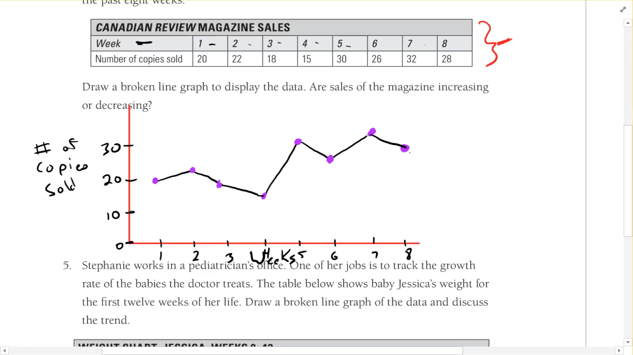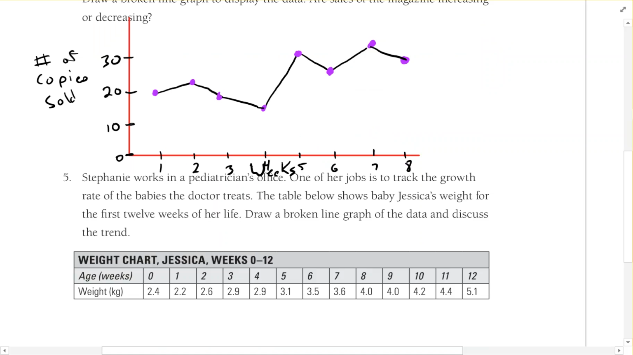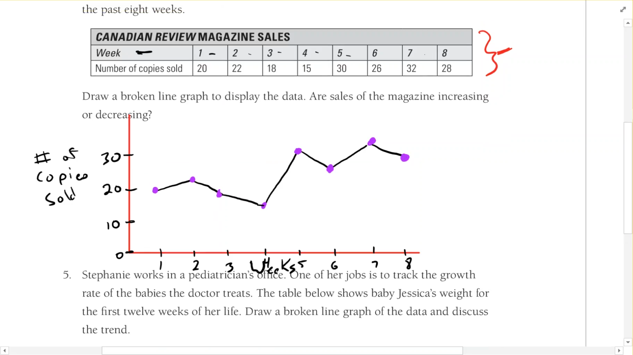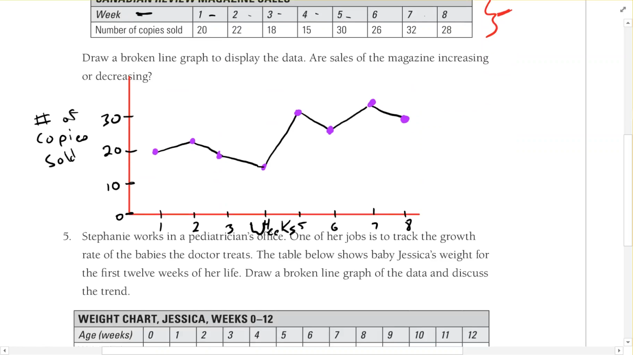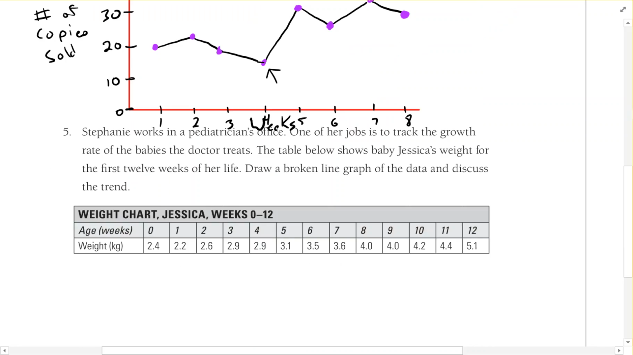Okay, so now from that, we can kind of see the trend. So going on down, oh, actually, sorry, it says, are sales of the magazine increasing or decreasing? So over time, it's easier this way to see now that they're increasing, right? We kind of had a bit of a dip there for a bit, but more or less the trend is that it's going up, right? You can kind of see if you were able to draw a line going up, it would be something like that, right? It's on the increase. All right.